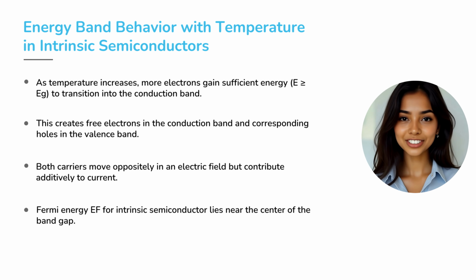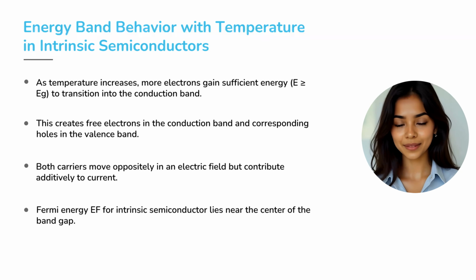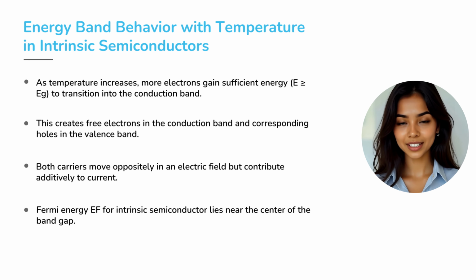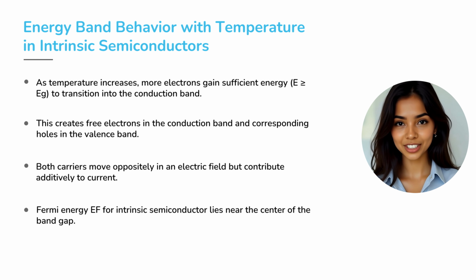Right in the middle lies the Fermi level, the average energy level where the probability of finding an electron is 50%. In an intrinsic semiconductor, this Fermi energy, denoted as E sub F, sits roughly midway between the conduction and valence bands. It's symmetrical because there's no doping or imbalance in carriers. It's that perfect balance that makes intrinsic materials such great starting points for understanding semiconductors.